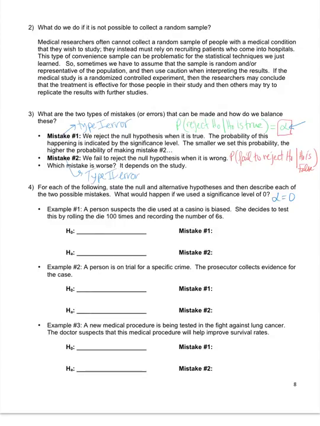All right, so in example 1, a person suspects the die used at a casino is biased. She decides to test this by rolling the die 100 times and recording the number of 6s. Well, our null hypothesis, again, the status quo, is that it's a fair die. So we'll say the die is fair. The alternative then, she didn't specify direction, just that it's unfair. So we're going to use p naught equal to 1/6. And in words, this is the die is unfair.